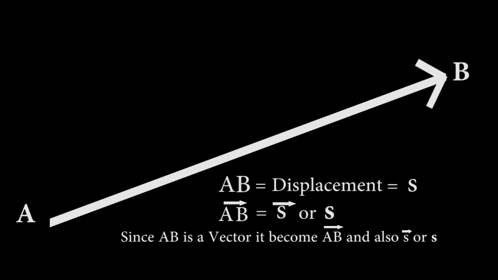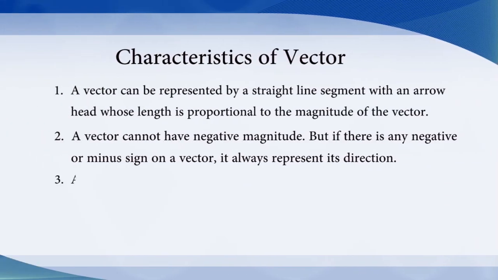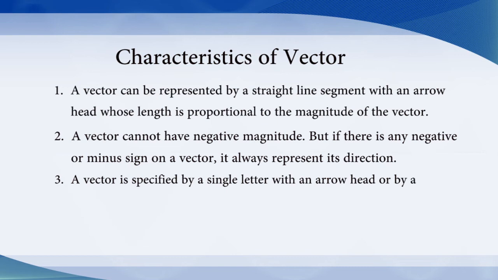Let us summarize this as: a vector is specified by a single letter with an arrowhead or by a single letter in boldface. Let us see the final characteristic of vector.